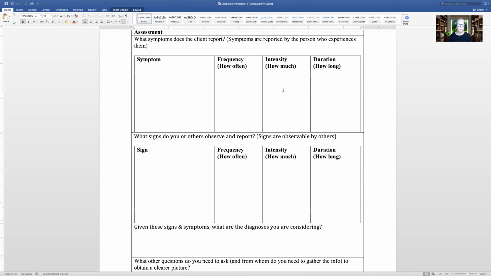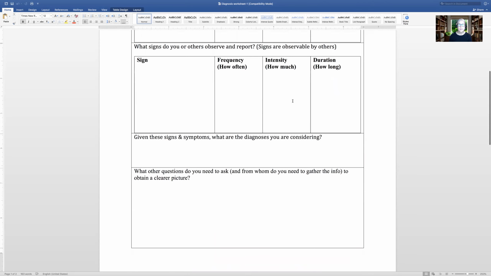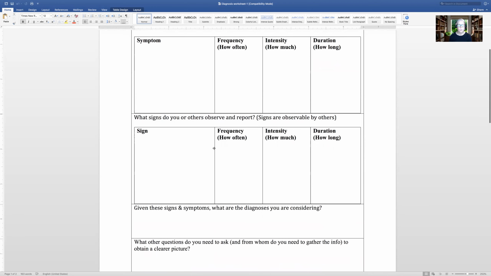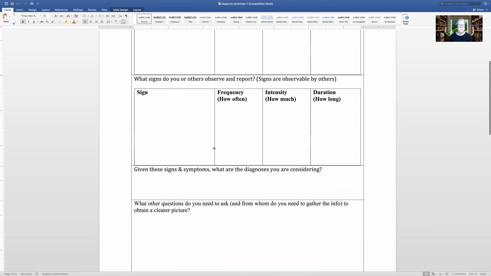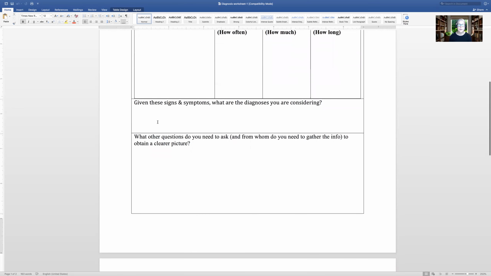Or how severe is it? And how long has it happened? So this is just a way for you to begin to organize what you're observing in the case study and with others that you may see in the community. And this takes you through the process of developing a diagnosis.